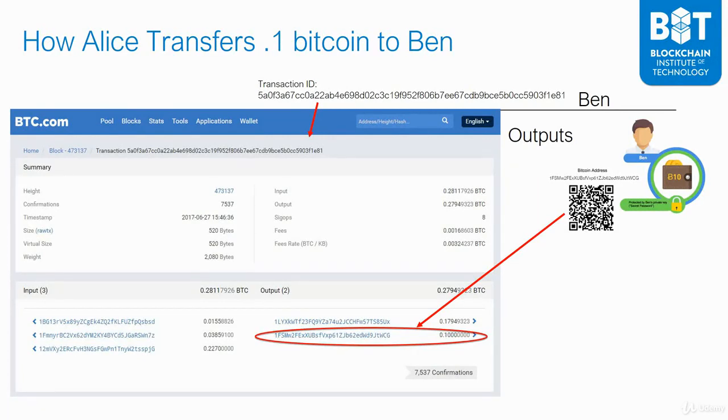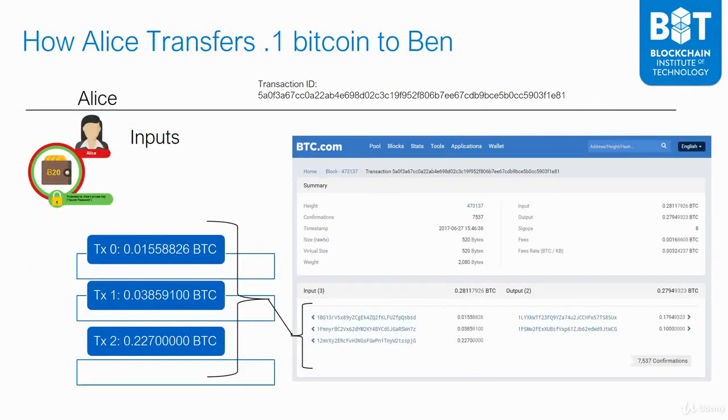So on the output side, there are two outputs, and one of them corresponds to Ben's Bitcoin address. When we look at the input side, you'll see that there are three inputs. And these three inputs are all on this side, and when you add them up, they give you a total of 0.28117926 Bitcoins, which is more than 0.1 Bitcoins.